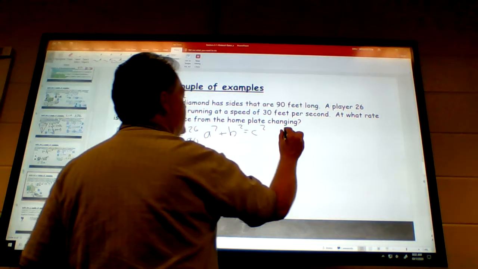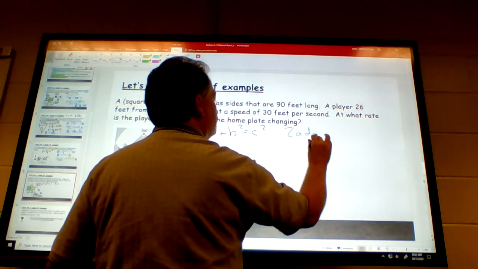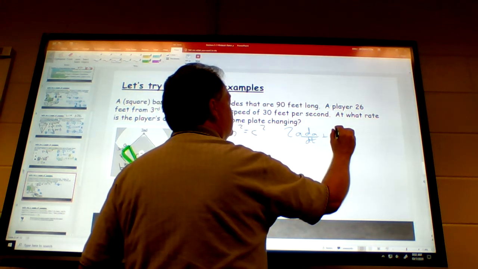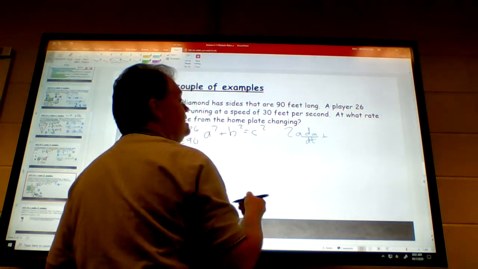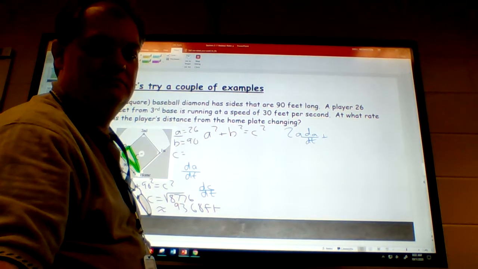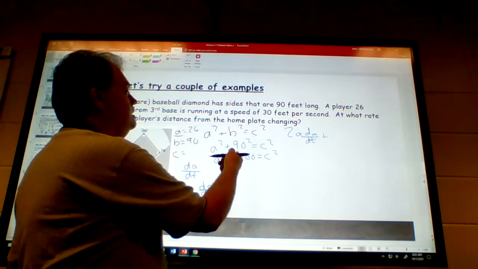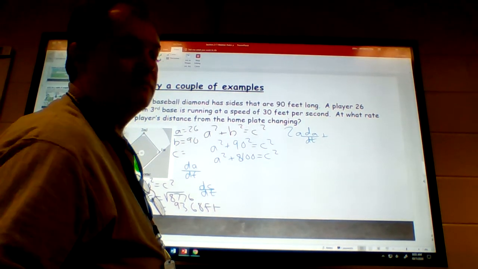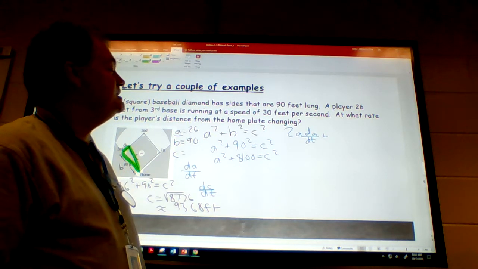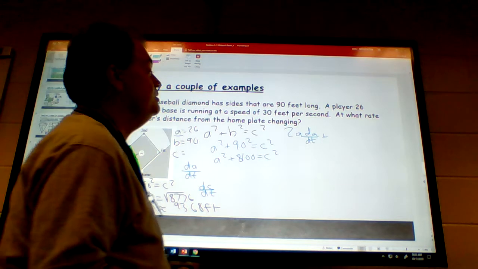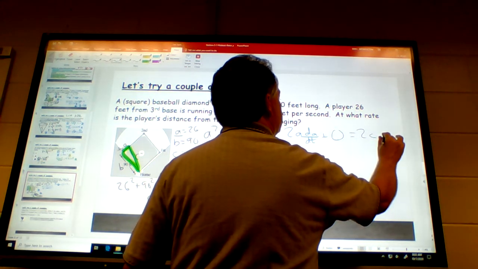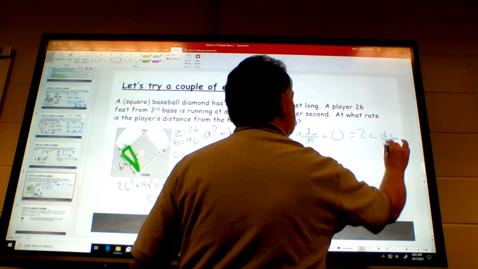That's going to be 2a dA over dt plus, well, b is not changing. Remember, B we already said was 90 feet, so when we square that, it's 8,100 feet squared, but when we derive it, you get 0. So we have 0 equals 2c dc over dt.